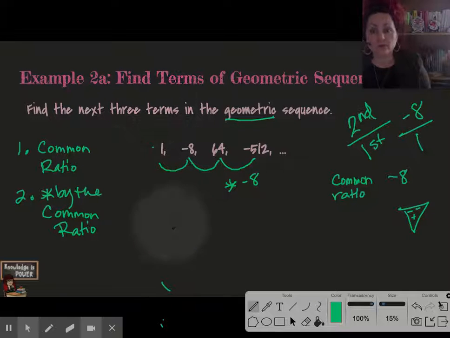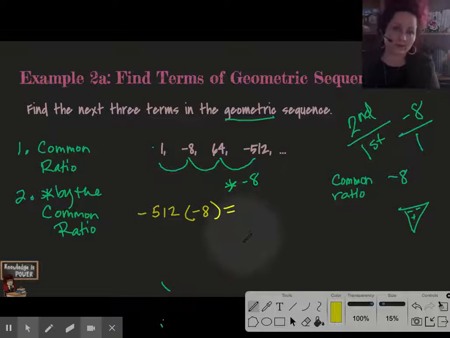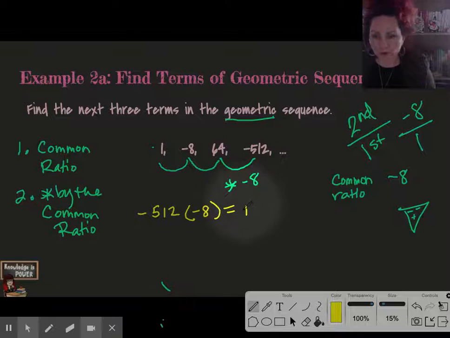Okay, well, great. Let me do it 3 more times. I've got negative 512 times -8. That will give me, I'm so glad I did this ahead of time. 4,096. Positive, right? Okay, we're going to do it again. So this is going to be, yep, that's that.